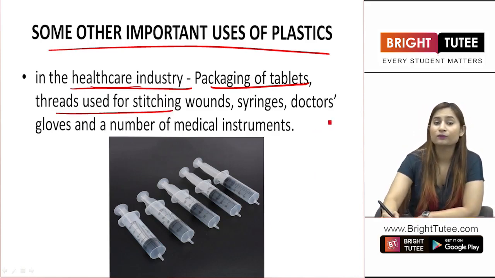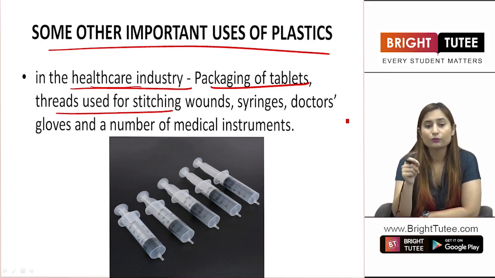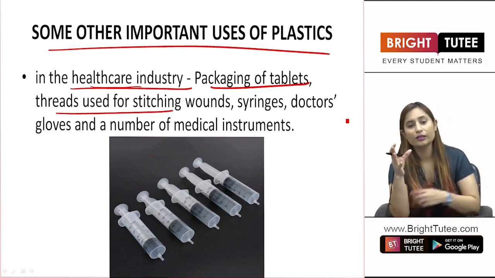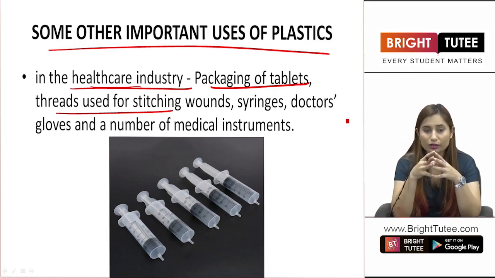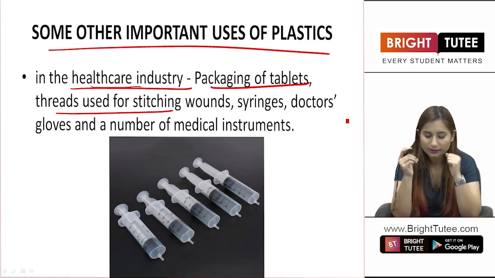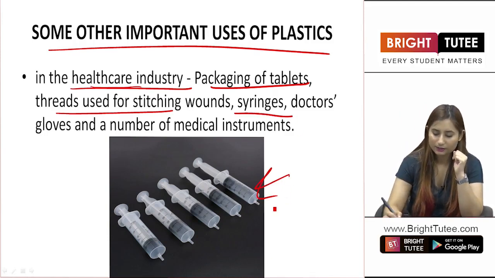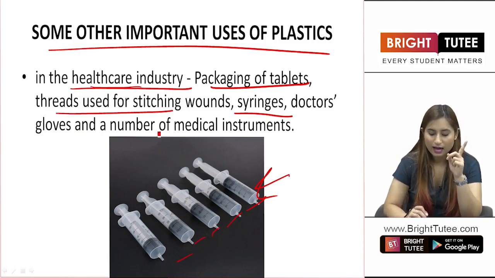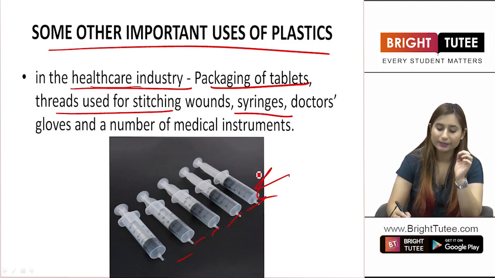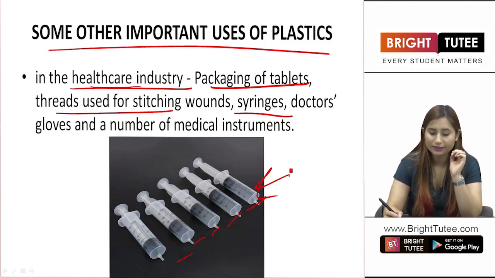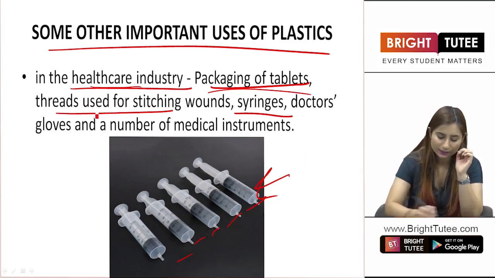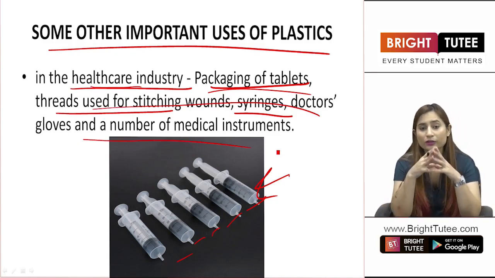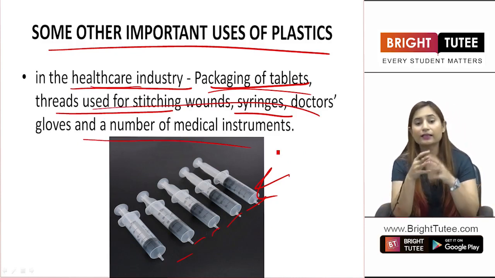Threads used for stitching wounds. There are different wounds that doctors stitch because they are very deep. So to cure them, to heal them, we use stitches. We stitch the wound up. Those stitches are made up of plastics only, right? Then syringes, as you can see in this picture as well, syringes are made up of plastics. Doctors' gloves and a number of medical instruments are made up of plastics only. These are very important to us. Hence, plastic has a good use in the healthcare industry.